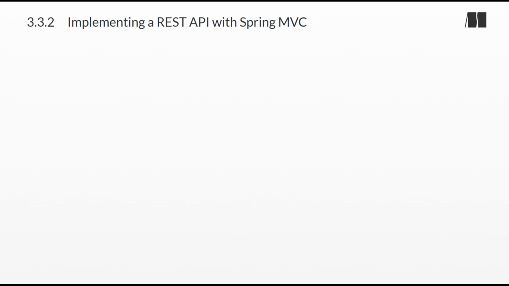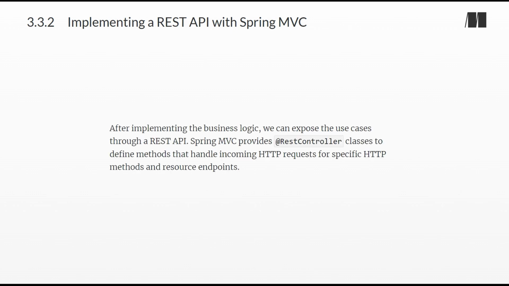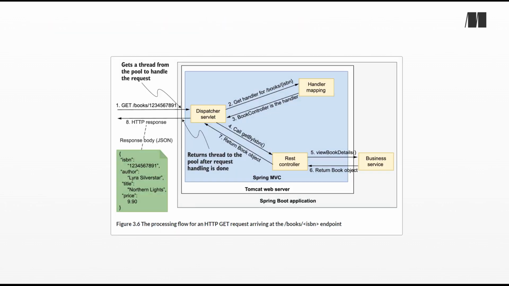Section 3.3.2. Implementing a REST API with Spring MVC. After implementing the business logic, we can expose the use cases through a REST API. Spring MVC provides REST controller classes to define methods that handle incoming HTTP requests for specific HTTP methods and resource endpoints. As you saw in the previous section, the dispatcher servlet component will invoke the right controller for each request.